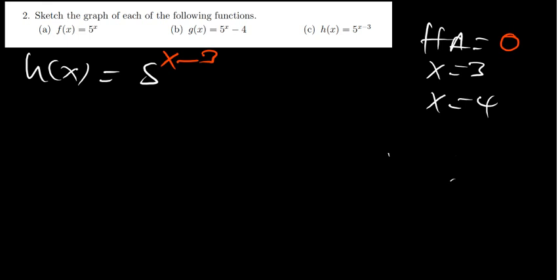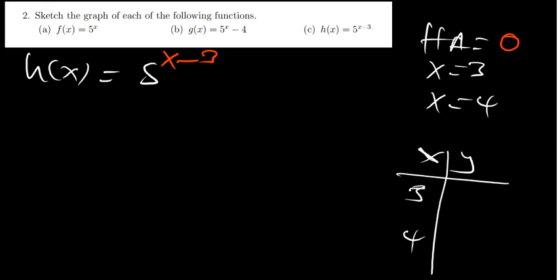Now let's see what we're going to have, the coordinates. So we have x, y. If x is 3, what will be the value of y? And if x is 4, what will be the value of y? Let's see. Now if I plug in, I have 5 to the power, if x is equal to 3, it's going to be 3 minus 3, which gives us 0. Any number to the power 0 is 1. So if x is equal to 3, y will be equal to 1.